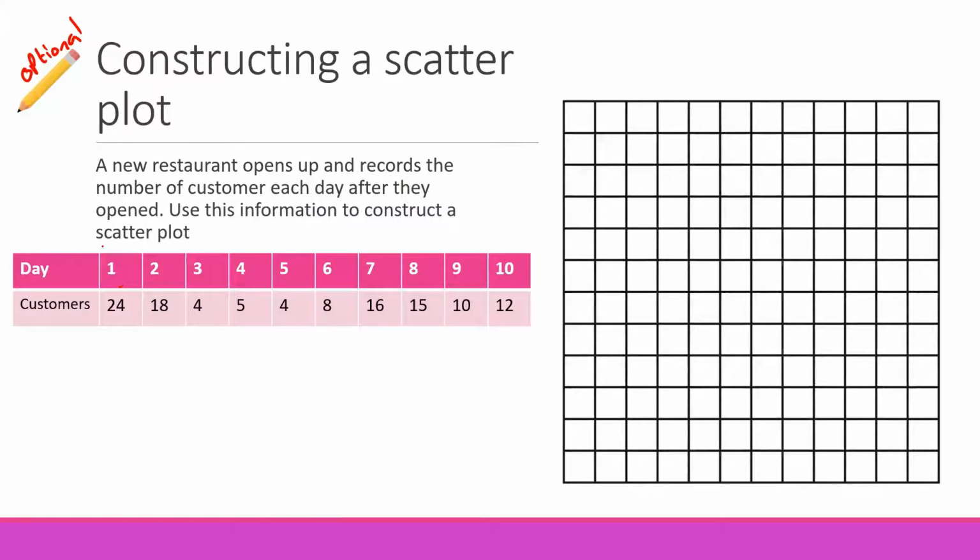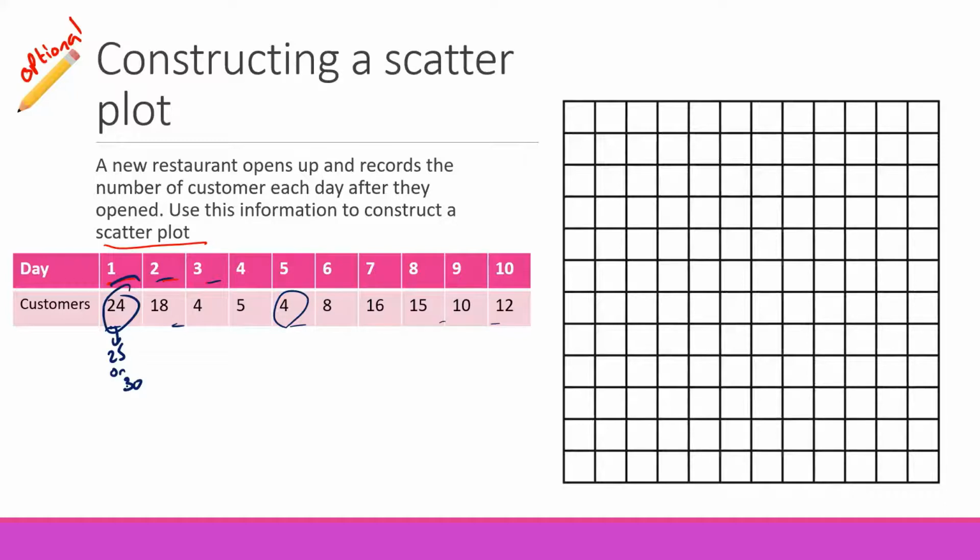Use this information to construct a scatter plot. So we've got 1, 2, 3, we've got these days. And then down the bottom, we've got the customers that have come in. So the first thing I'm going to do, which I would normally do, is I look for the highest and lowest number. So I've got a high number here at 24, and I've got a low number here at 4. So that means I'm probably going to want to use maybe 25 or even 30 as my maximum value on my graph.